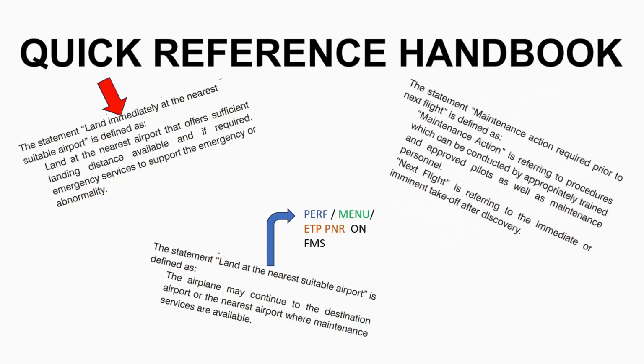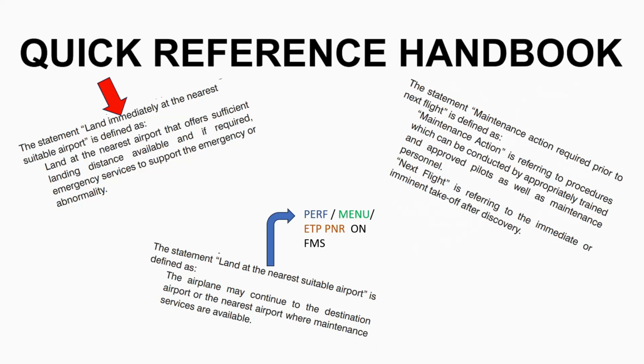So it says the statement "maintenance action required prior to next flight" is defined as follows: maintenance action refers to procedures which can be conducted by appropriately trained and approved pilots as well as maintenance personnel. That's maintenance action. Next flight is referring to the immediate or imminent takeoff after you have discovered the fault. So let's say, for instance, you have a no starter cutout, and in that checklist there is a place which I remember, if you refer to your own QRHs, for those of you who fly the Q400, there is a sentence there which says maintenance action required prior to next flight.